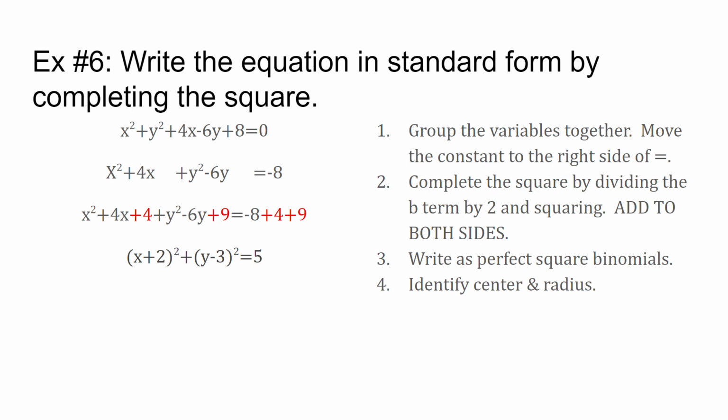If you'll notice, that is the standard equation of a circle. And from that standard equation, we can get our center and our radius. So center is h, k, h is opposite, and h and k are both opposite. So we'll have negative 2, positive 3, and then our radius is the square root of 5 because r squared is 5, so just the plain old radius is the square root.